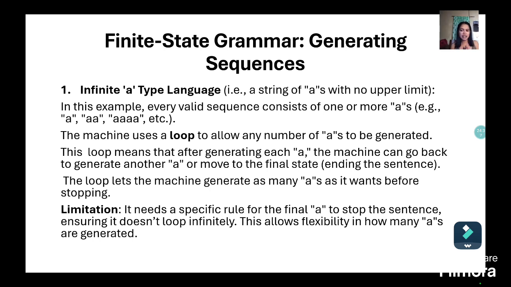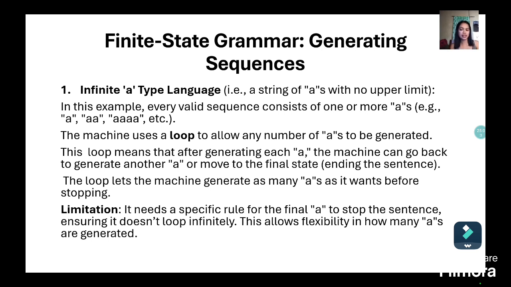So, the limitation in the infinite A type language: it needs a specific rule for the final A to stop the sentence, ensuring it does not loop infinitely. This allows flexibility in how many A's are generated. So that is the infinite A type language. So that is how finite state grammar generates sequences.